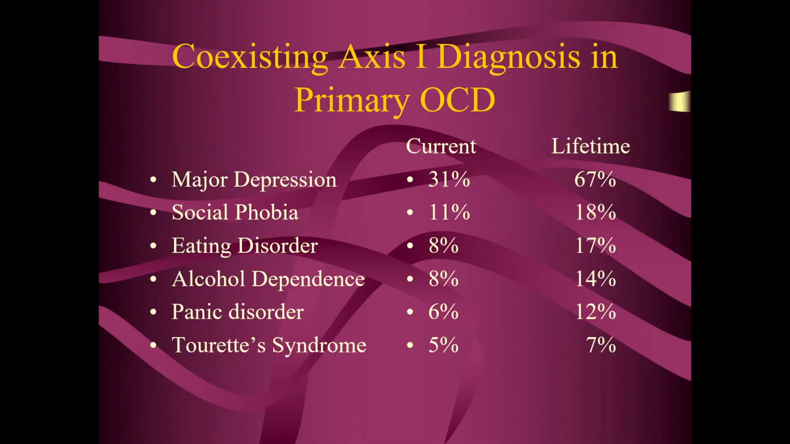Okay, so there's a lot of high comorbidity associated with OCD. About 2/3 of people with OCD will have major depression at one point in their lifetime. There's a high crossover with social phobia, eating disorder, alcohol dependence, panic disorder, and you can see a very high rate of Tourette syndrome in people with OCD. If you take a look at the rate of OCD in people with Tourette syndrome, it could be as high as half, depending on what author you read.